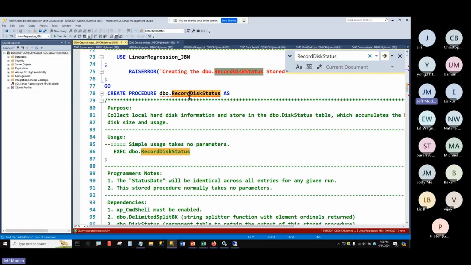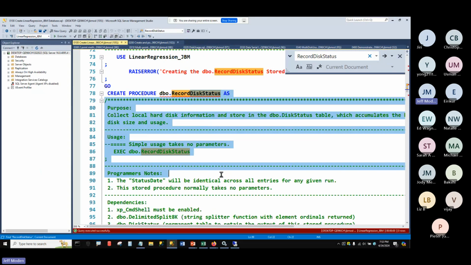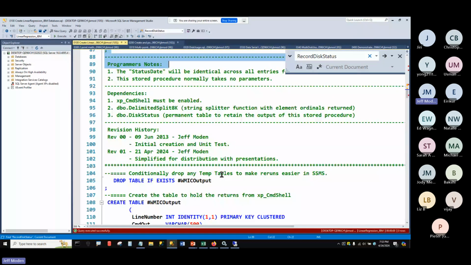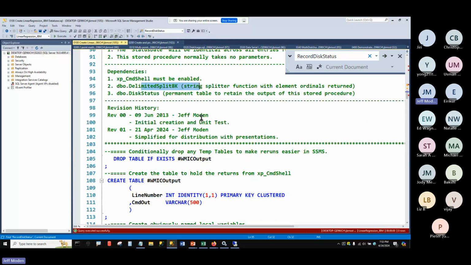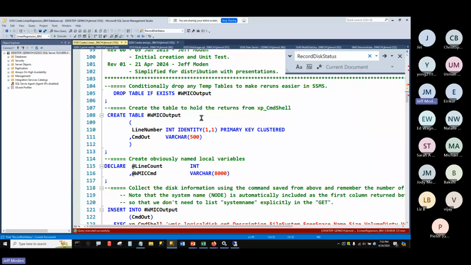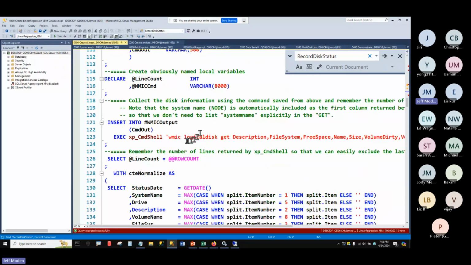And this is a stored procedure. Now, this is a simplified version of the stored procedure that I use at work. It requires XP Command Shell, a function called the limited split 8K. If you have SQL Server 2022 or above, then you can use the improved version of their string split, but it does need the ordinal. And here's the magic.